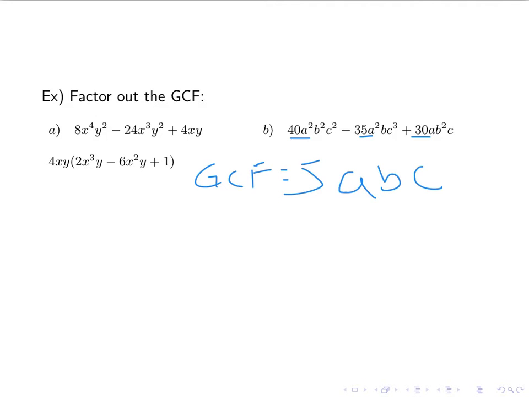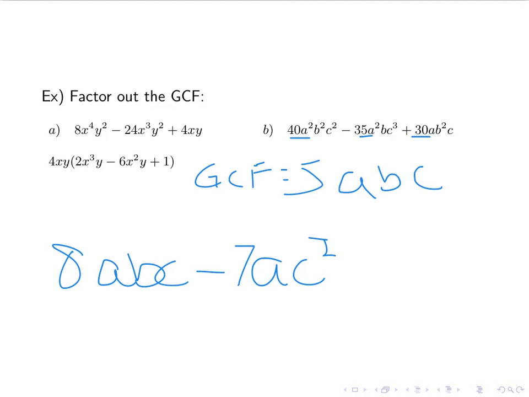When I take my first term and divide it, I have 8ABC. If I take my second term, 35 divided by 5 is 7. A squared divided by A is A. B divided by B is 1. C cubed divided by C is C squared. And then my third term, I should have a 6. The A's cancel. I have 1 B left, and the C's cancel.